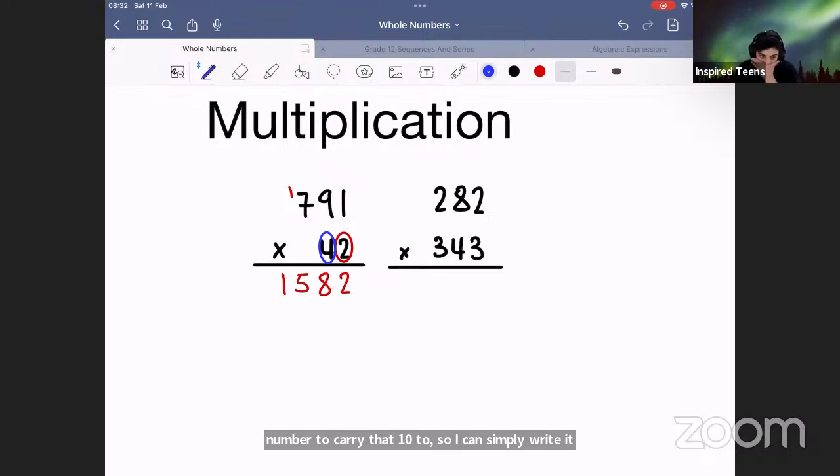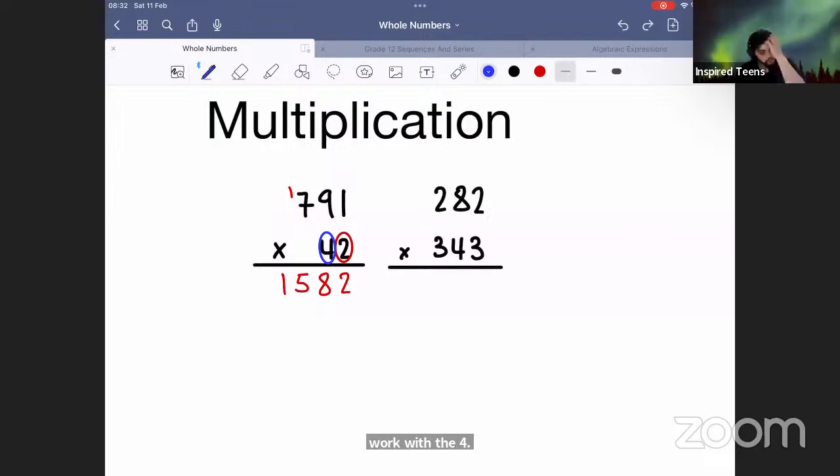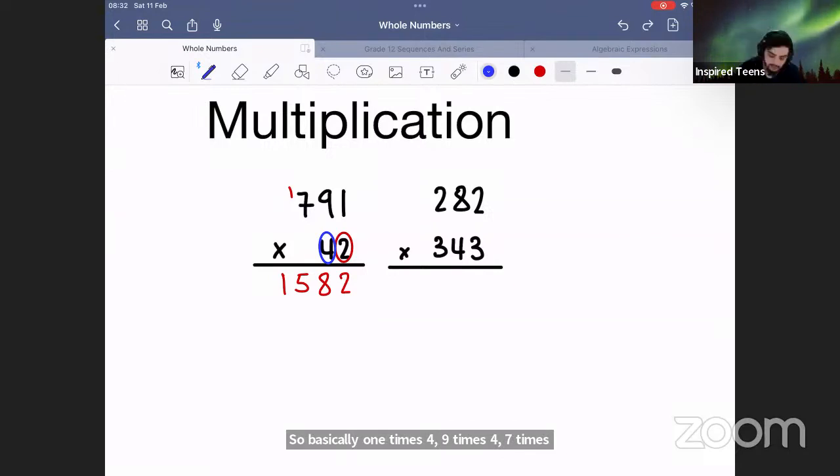Okay, let's move on to the next step. Now I'm going to work. So I've worked with the 2. So 1 times 2, 9 times 2, 7 times 2. Now I'm going to work with the 4. So basically 1 times 4, 9 times 4, 7 times 4. Okay. However, whenever you have an additional digit in the second number, so in this case, we're working with multiplying by a two-digit number, which is 42, in your second step, you will always add an additional 0.